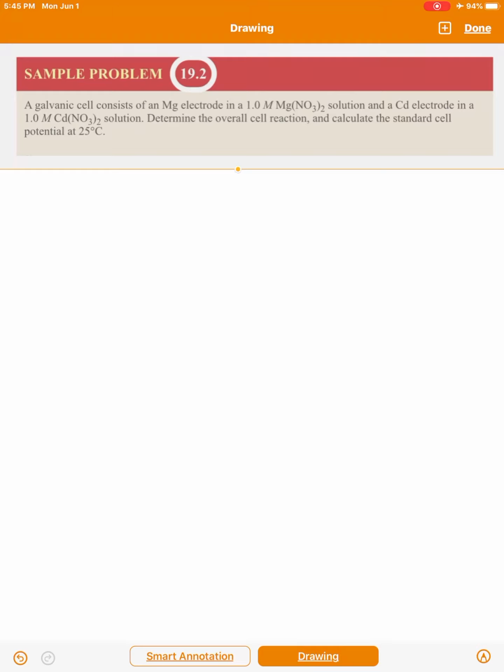The cell potential, which they call the overall cell potential here, is again the standard reduction potential of the cathode minus the standard reduction potential of the anode. Cathode minus anode. You just have to figure out which one is which.